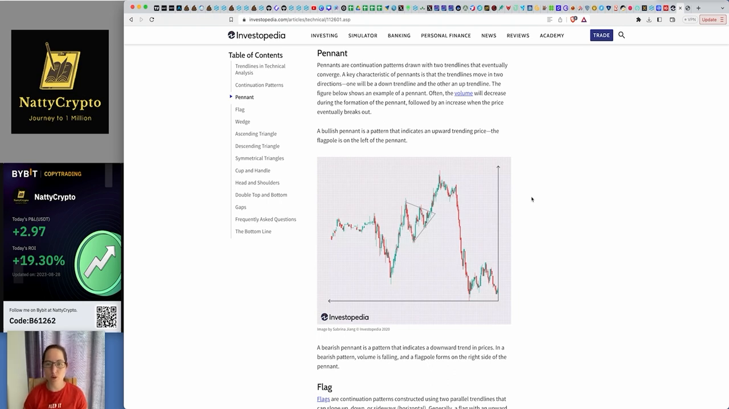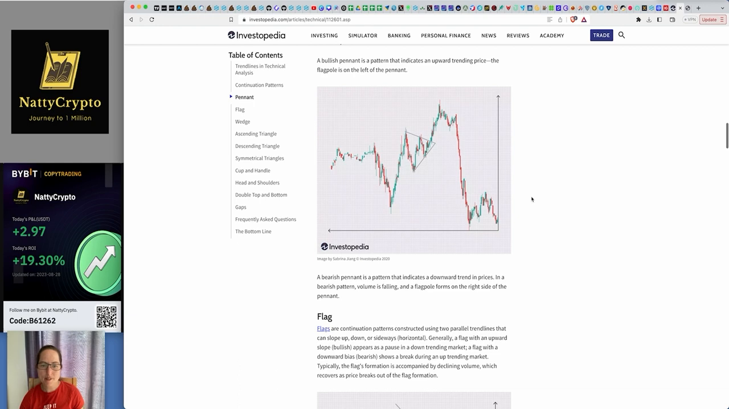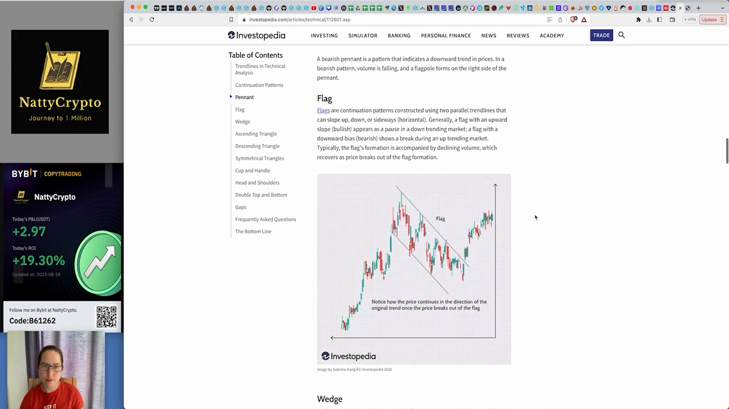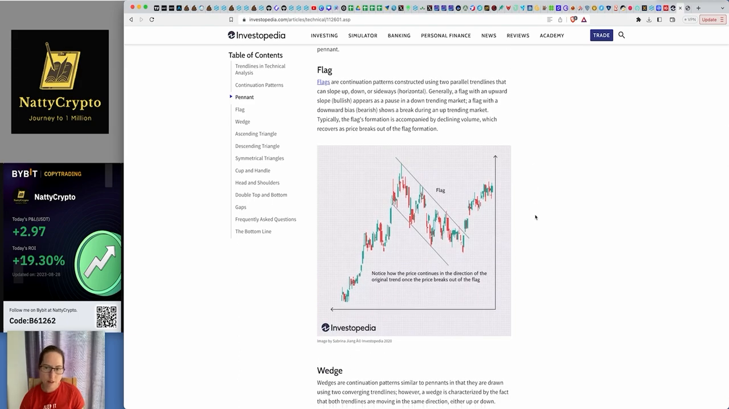The flagpole is on the left of the pennant, as you can see. A bearish pennant is a pattern that indicates a downward trend in prices. In the bearish pattern, volume is falling and the flagpole forms on the right side of the pennant. It would be nice to see a picture of that, wouldn't it? Flags. I like flags as well.